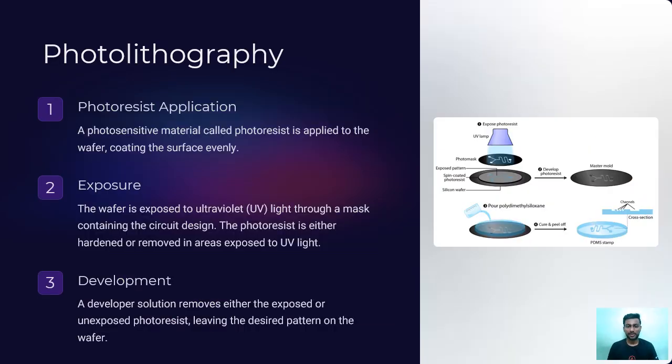After wafer preparation and oxidation, let us come to photolithography. I will explain photolithography in terms of three points: photoresist application, exposure, and development. A photosensitive material called the photoresist is applied to the wafer, coating the surface evenly. Then comes exposure.